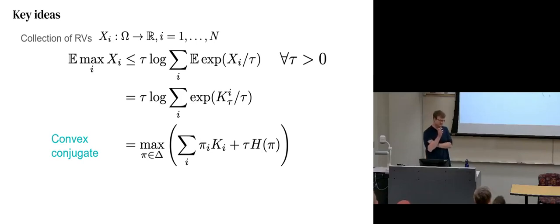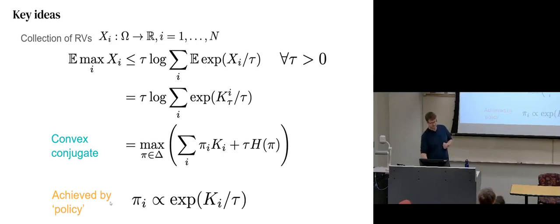And the next idea is to say, well, log sum exp and entropy are convex conjugates of one another, which means that you can rewrite this log sum exp term as a max over what turns out to be policies. So I'm just going to say it's a policy. So a max over policies of this linear term, the expected utility plus tau times the entropy of that policy. And this is just a result in convex analysis that relates this log sum exp term and entropy. They're convex conjugates of each other. And the policy that achieves this maximum is just proportional to these utility values.